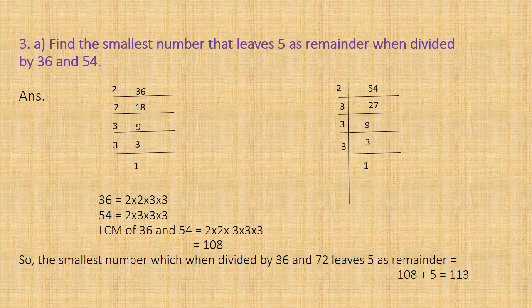Now this 108 is fully divisible by 36 and 54. But we have to find the smallest number that leaves 5 as remainder when divided by these two numbers. So for finding that number, we will add 5 to 108. So the answer is 113. So 113 will be the smallest number.